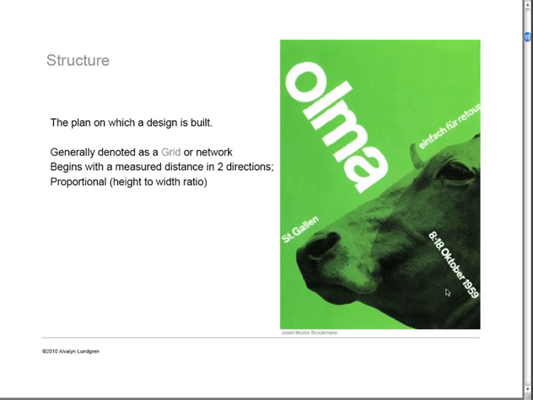As we look at this poster, we can also understand that structure does not have to be parallel to the edge of the picture plane. Here we have structural lines going this direction and structural lines going the opposite, and they're diagonal. So structures don't need to be straight up and down.